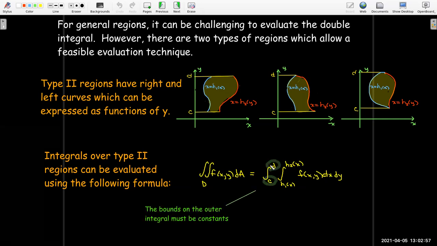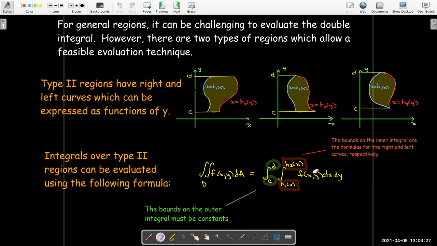So again, the outer integral has constant bounds, so those are the bounds on y, so our outer integral must be a dy integral. The inner integral is dx, and its bounds are the function formulas. I should have put y there, so let's make a quick correction. This should be h2 of y and h1 of y. So those formulas will be in terms of y.